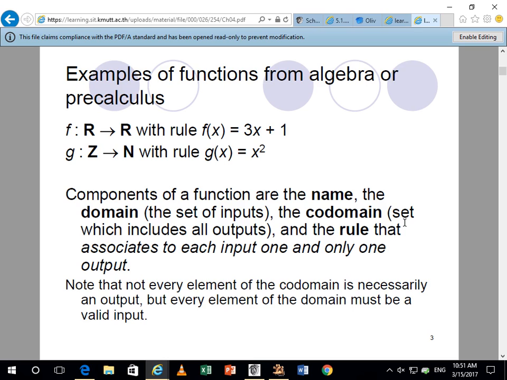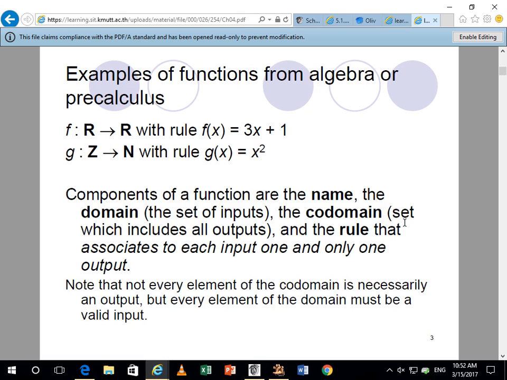So components again. We have the name of the function, f or g for example. Then we put a colon and say function f, such that we have this. First is the domain, which is the input, and then the codomain, which is the output. Then we have the rule that specifies how we map the input to the output.